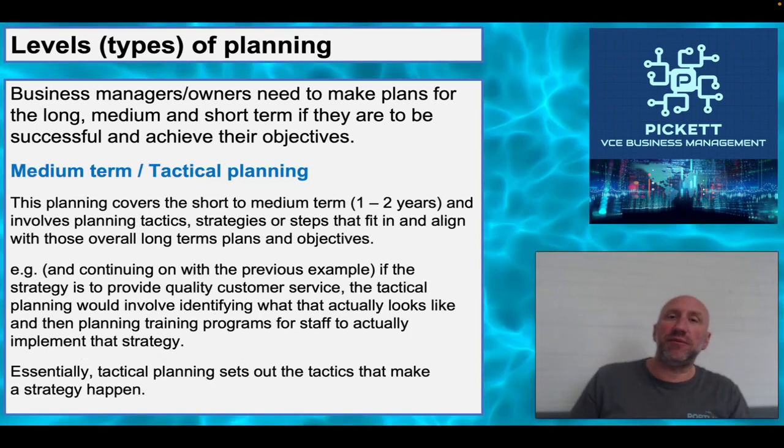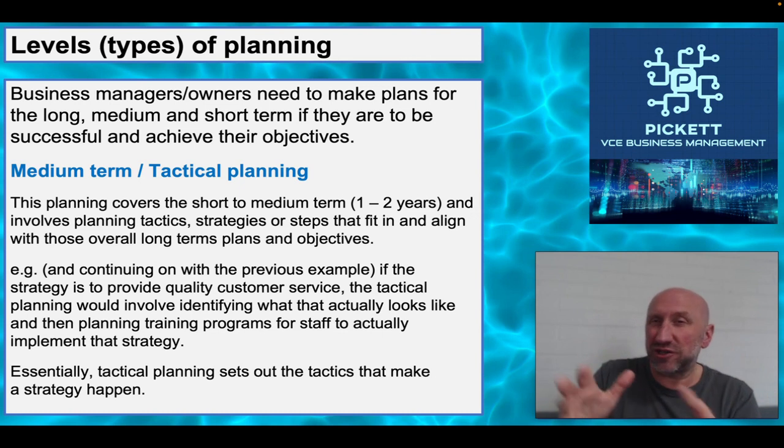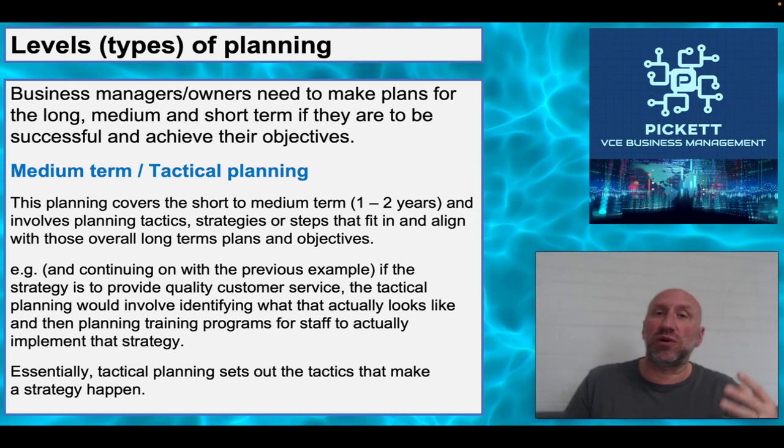So our medium-term planning, also called tactical planning. This now covers what we call the medium term, which is around the 1 to 2 year mark. And that involves planning our tactics and our strategies, or our steps, that are going to fit in and align with those long-term plans and objectives. Okay. So continuing on that previous example, if the strategy is to provide quality customer service in the long run, the tactical planning might involve identifying what that actually looks like for your business and then planning training programs for your staff to actually implement that strategy.